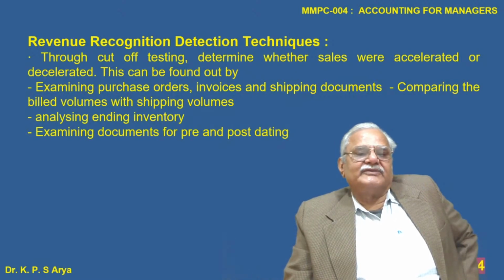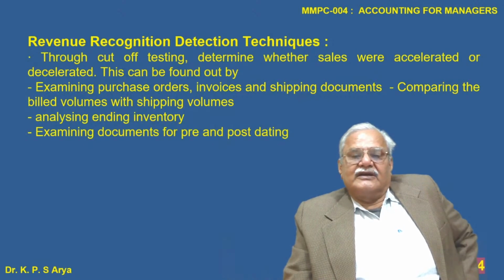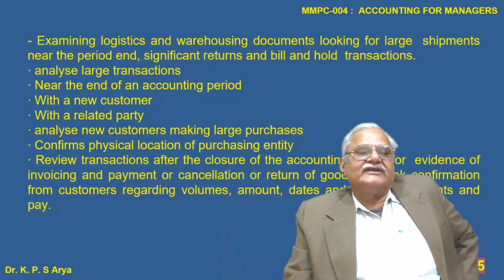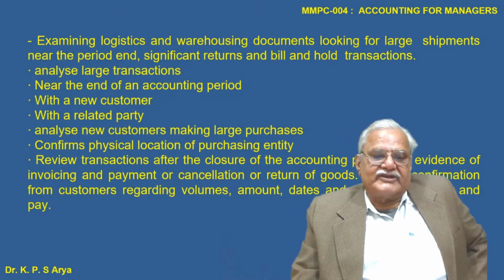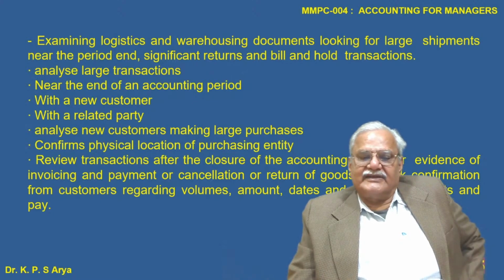This can be found out by examining purchase orders, invoices, and shipping documents, comparing the billed volumes with shipping volumes, analyzing ending inventory, examining documents for pre and post dating, then examining logistics and warehousing documents, looking for large shipments near the period end, significant returns and bill and hold transactions. Analyze large transactions near the end of an accelerating period with a new customer or related party, analyze new customers making large purchases, confirm the physical location of the purchasing entity, review transactions after the closure of the accounting period for evidence of invoicing and payment or cancellation or return of goods, and seek confirmation from customers regarding volumes, amount, date, and side agreements.